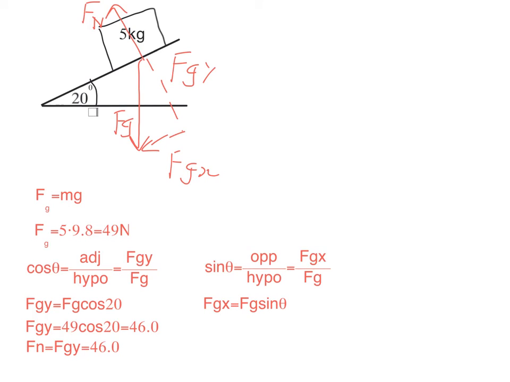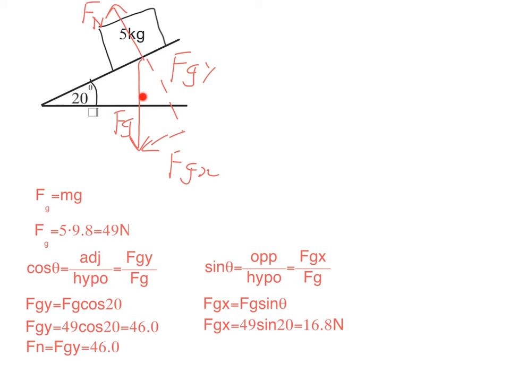And I do know, of course, that the angle here is still 20, so I'd put in 20 there like I did over here, just forgot. So if I put this in, and now I'm going to have FGX is equal to 49 sine of 20, which is equal to 16.8 newtons. There we go.